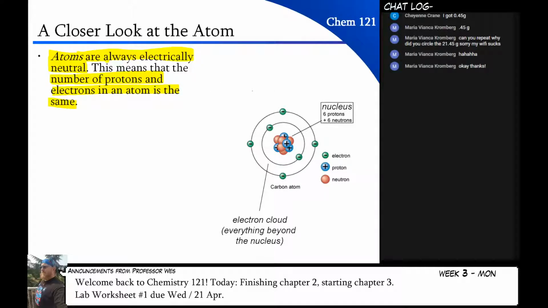So if I have this atom right here, it says carbon. I haven't told you why we know that that's carbon yet. Carbon has 6 protons and 6 electrons. And if I were to add those two numbers together, positive 6 and negative 6, to get the charge, I would just get 0. Because I have the same amount of positive as I do negative.